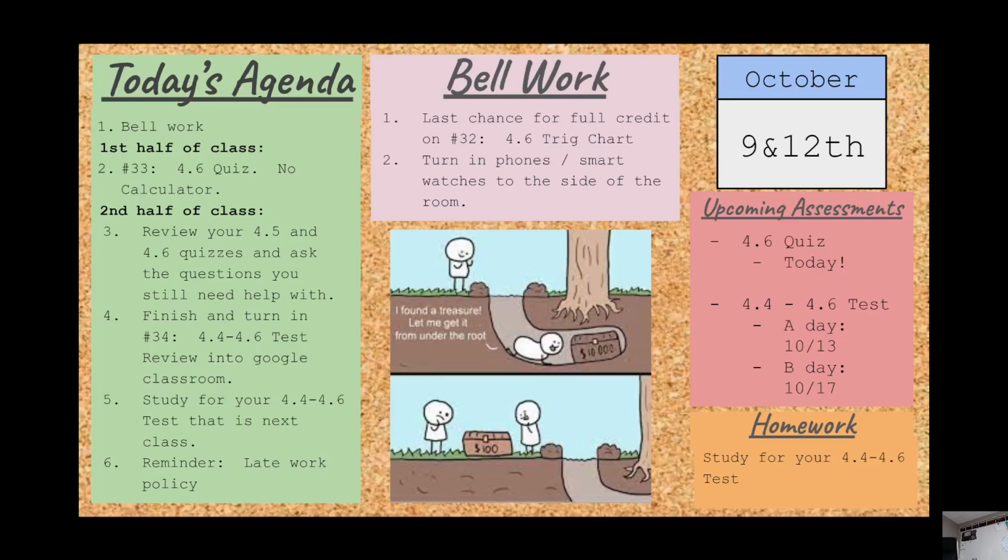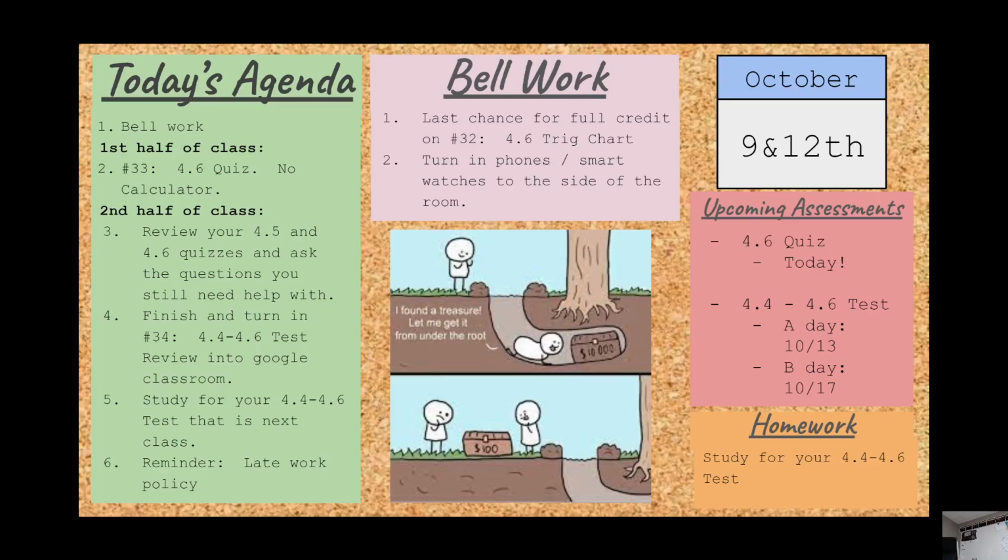Okay, that was almost perfect with half the class here. So at this point, you should have back all 3 of your major quizzes from this unit. That would be 4.4, which I gave to you last class. 4.5, where we graphed the sine and cosine graphs, and I just passed that back to you today. And then your 4.6 that you just took today that I also passed back to you.